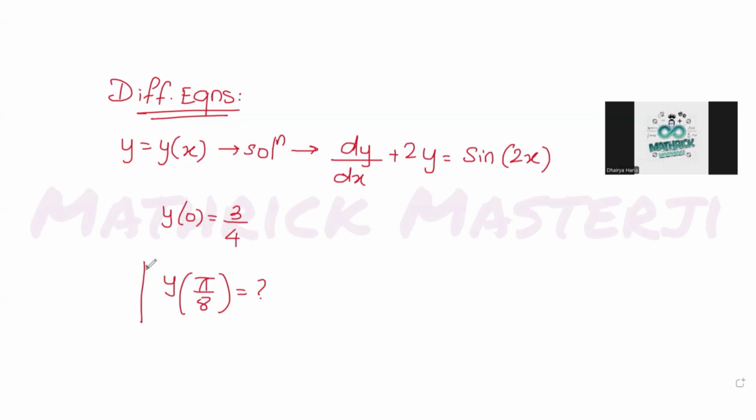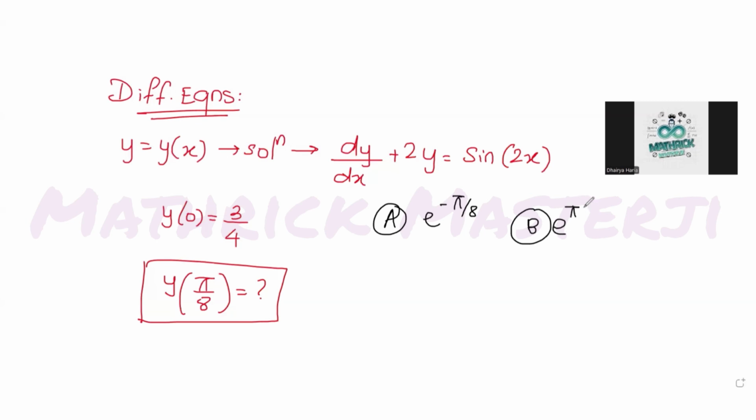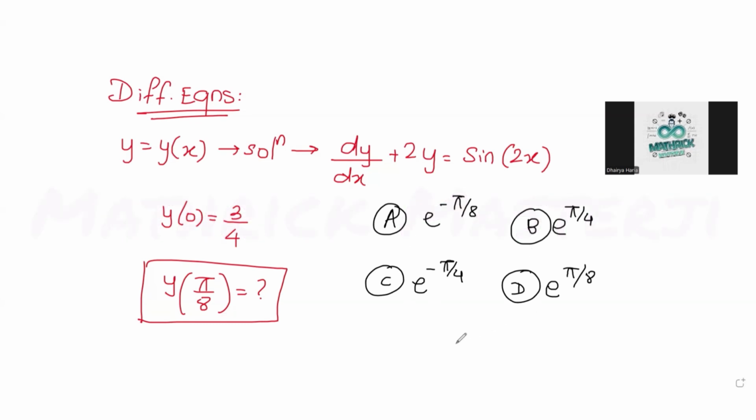Now, I have been given my answer choices as e raised to minus pi over 8. Second answer choice, e raised to pi over 4. Third answer choice, e raised to minus pi over 4. And the last answer choice is e raised to pi over 8. So we need to figure out which one of the answer choices is the correct answer for this question. Let's try to solve the question further.